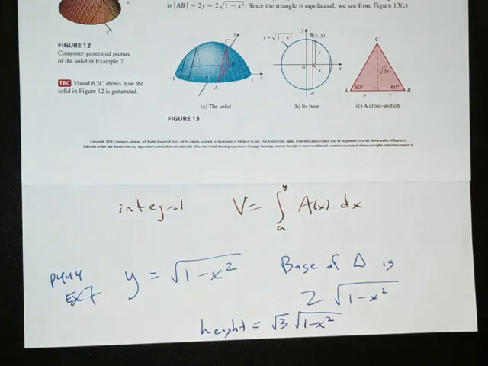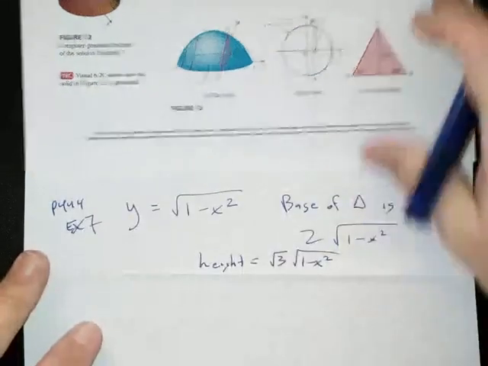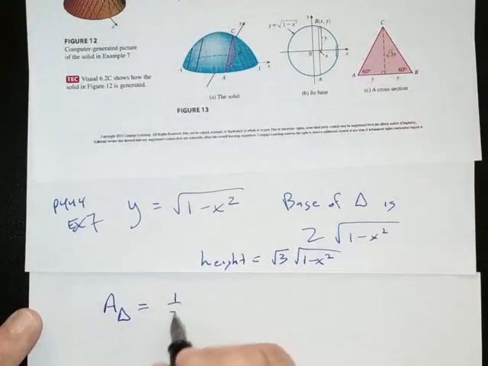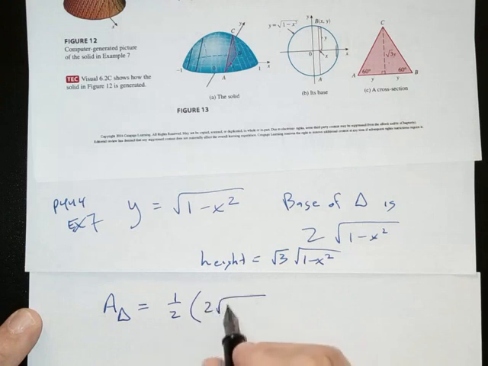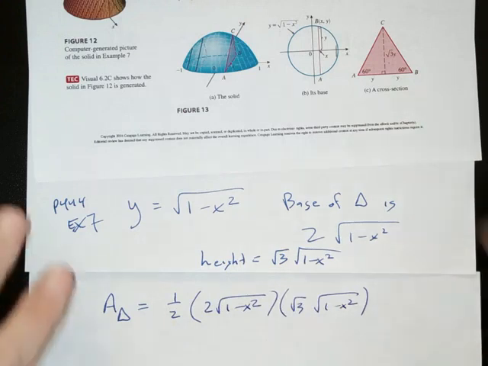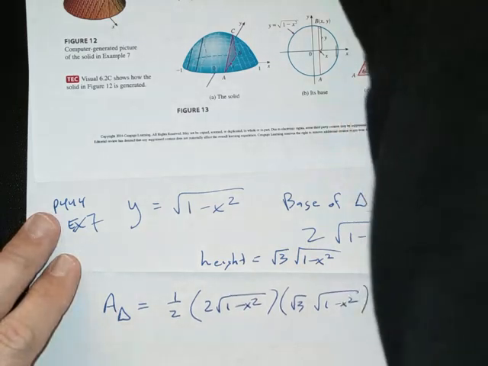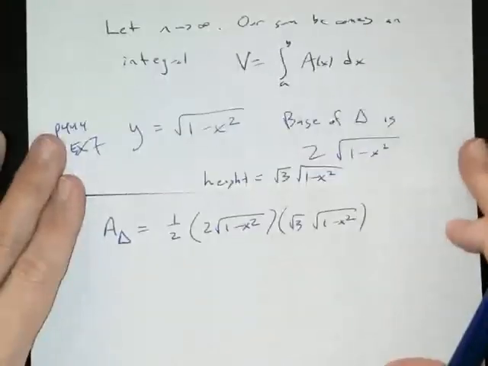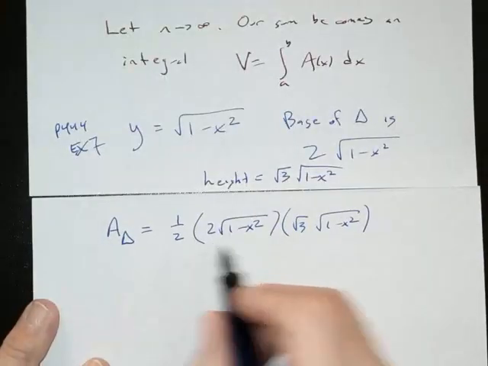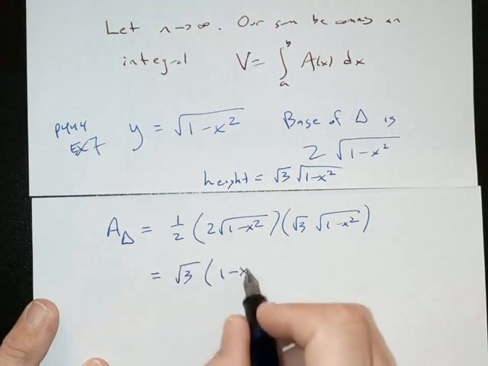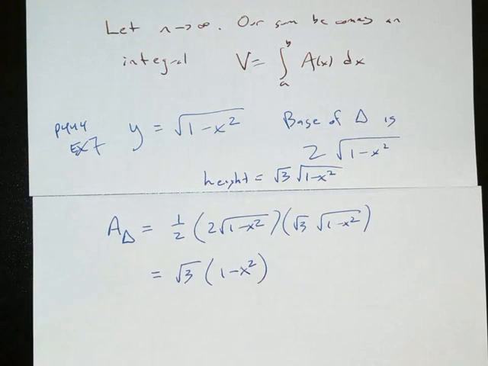Now I know the formula for the area of the triangle. Area of the triangle is 1/2 base times height. And fortunately for me, lovely simplification occurs, and I end up with a very nice area formula. The 1/2 and the 2 cancel. I have 2 square roots of the same thing, so I can combine them.